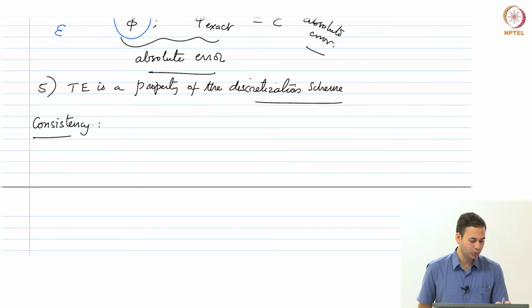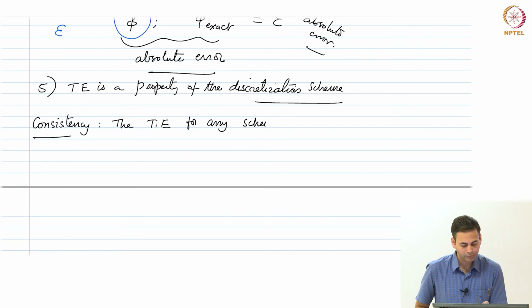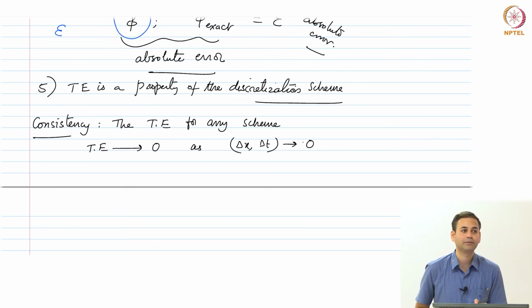Consistency is used to denote that the truncation error that we have for any scheme, if the truncation error tends to 0, that means it becomes smaller and smaller as your delta x or delta t are made smaller and smaller, okay. So, as you refine the values of delta x and delta t, what you expect is that the truncation error should go to 0. So, the error should go to 0.